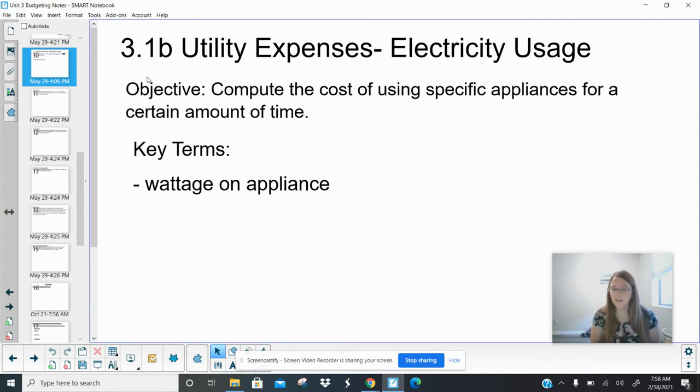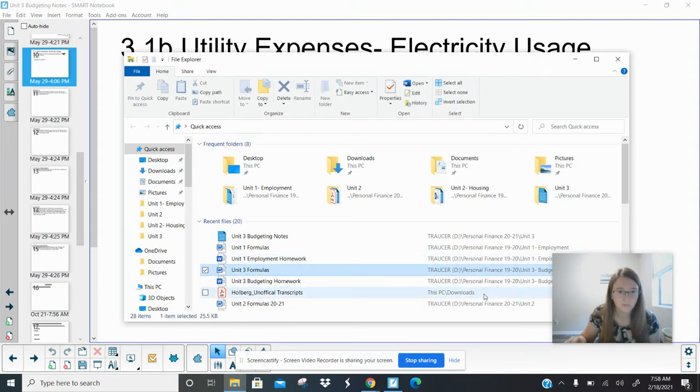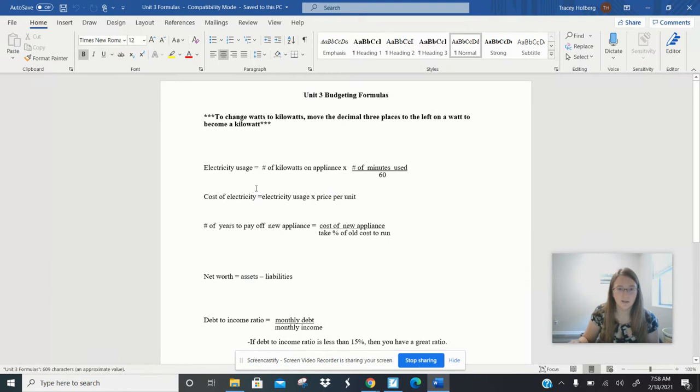So you can be aware of that and know what the big things are that are going to cost you a lot of money when you're running them. But the math hopefully isn't too bad, and we have a formula for it. I need to really quick pull it up. We have two formulas we're actually working with in this lesson.